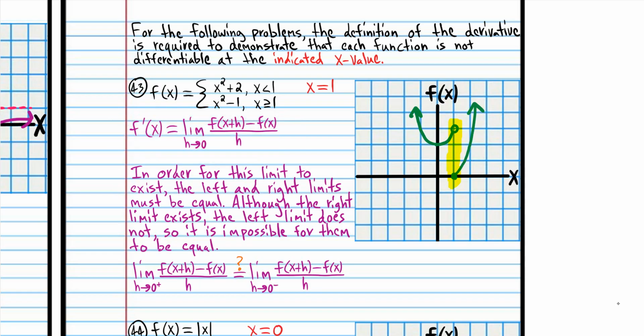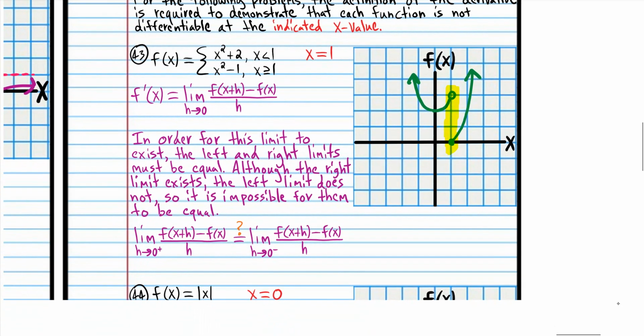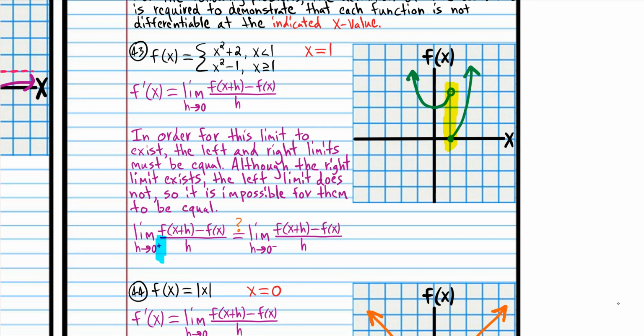Now notice that the derivative is a two-sided limit. Remember, if you have a one-sided limit, then you would have either a blue plus sign or a blue negative sign down there. The blue negative sign means the left limit, the limit coming from the left, and the plus sign means the limit coming from the right. In order for this two-sided limit to exist, the left limit and the right limit must exist, and they must be equal to each other. Well, it turns out that the left limit doesn't even exist. The right limit does exist, but the left limit does not.